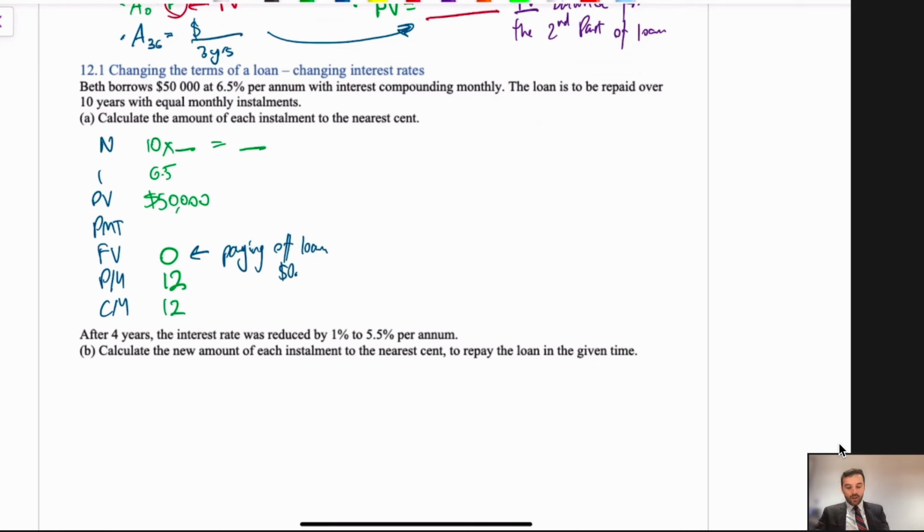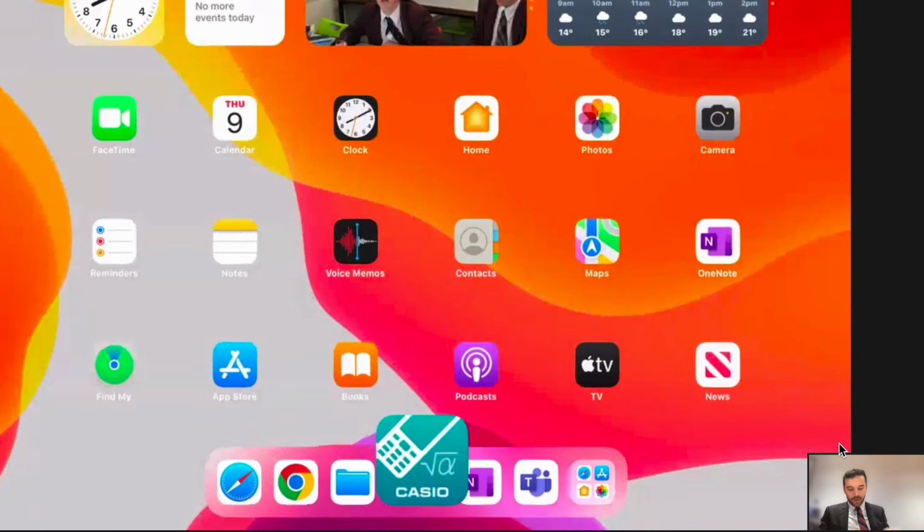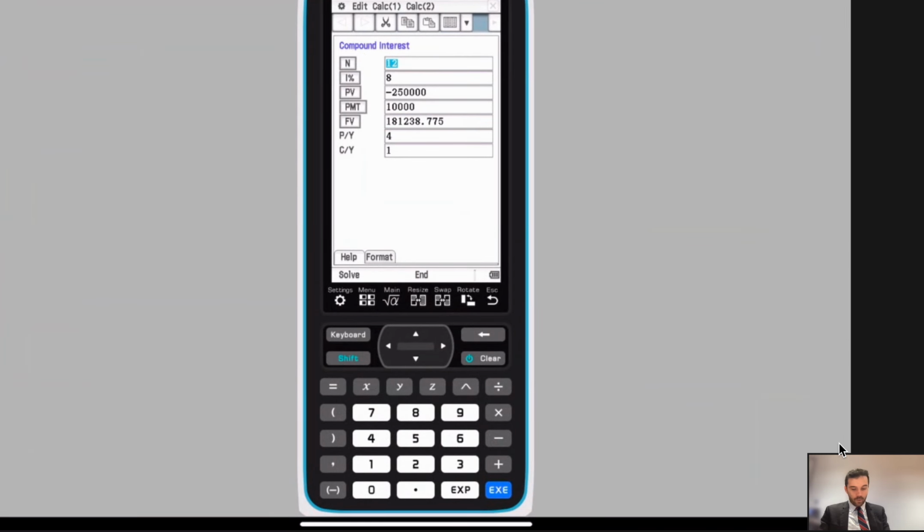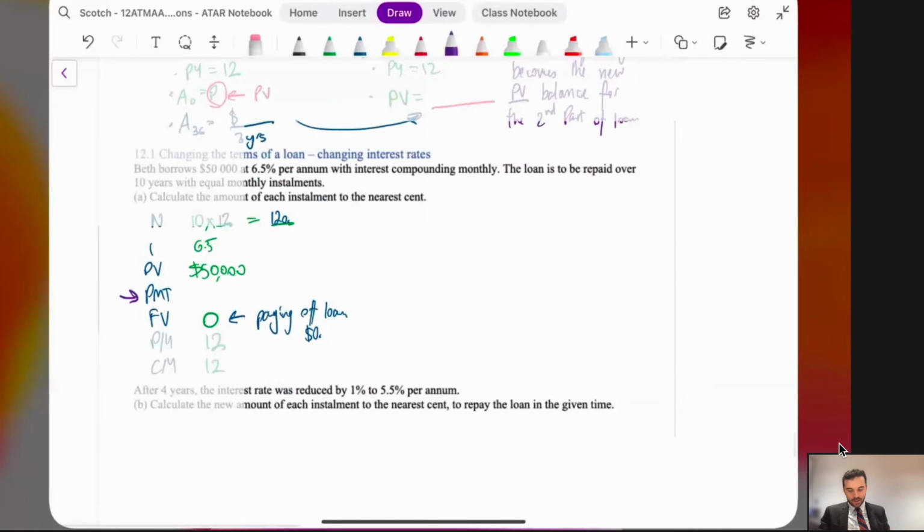Now, we know that this is going to be 10 times 12, so that's 120, and we want to solve for PMT. So let's do that now. Let's chuck that all into our ClassPad and see what we get. We've got 12 times 10, we've got 6.5%, we've got 50K. We don't know our payments yet, so we can clear that. We're paying off the loan, and we have 12 and 12. Let's click PMT, and we get negative 567.74.